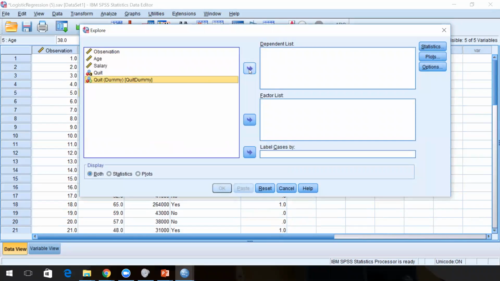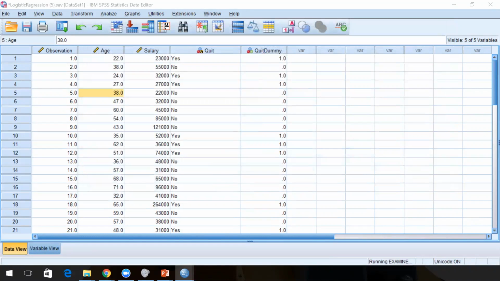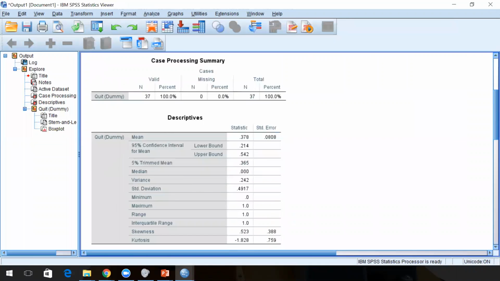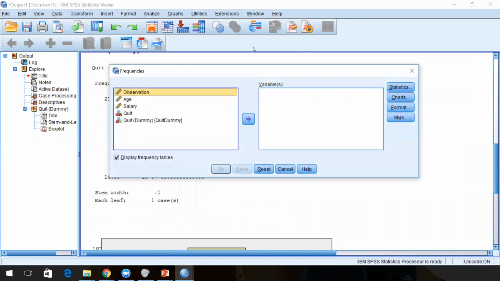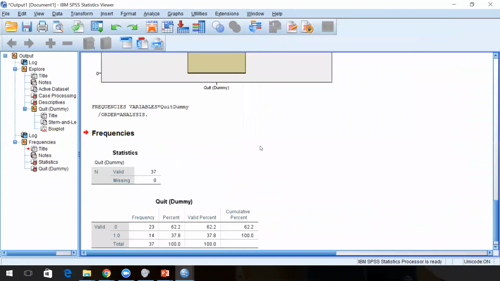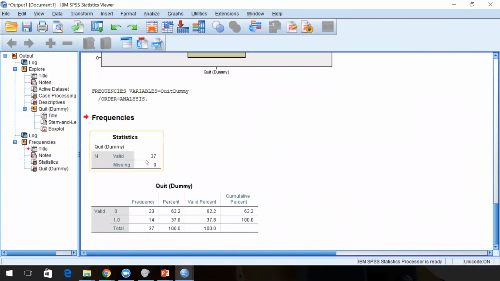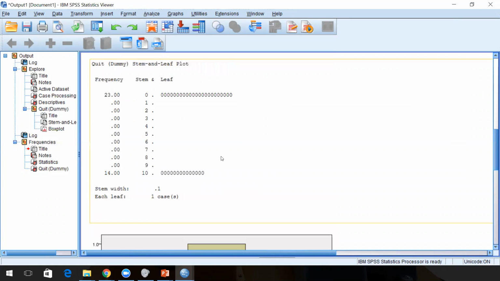Actually, not what I wanted. Let's go to frequencies. And I think I can actually use the dummy there. We have 37 people, and what do we see? We have 0 and 1. 1 presumably means they quit their job, 0 means they didn't. 23 did not, 14 did. That equates to 62.2% that did not quit their jobs, and 37.8% that did quit.